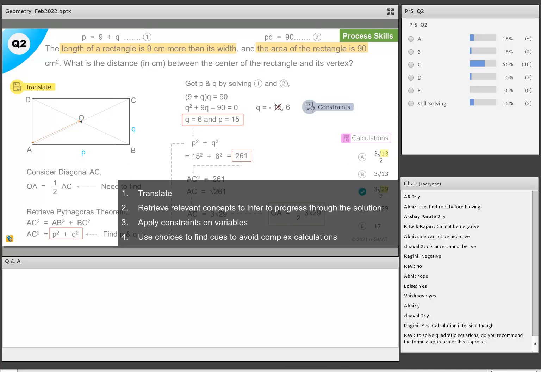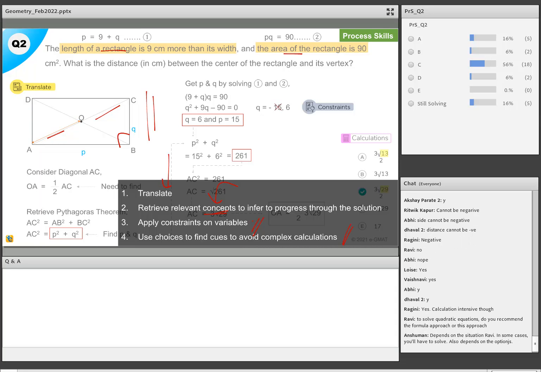Right? So what did we do? We translated the information that's given in words into actual visuals. By visualizing that, we kind of figured out, oh, this is a rectangle. So there are these concepts that are relevant. Because this is a right angle, this bisection is happening. Only because you figured out it's a rectangle, you have to do that. Then when you're solving the quadratic, you applied the constraint. Don't forget, there is a constraint which you have to apply. Right? And then use the choices as clues to avoid complex calculation.